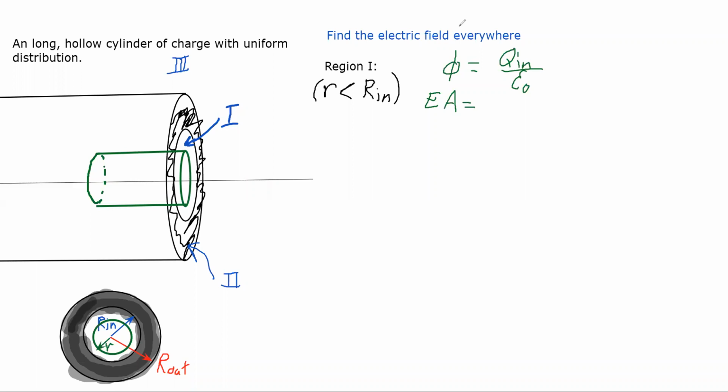But what's Q inside? Q inside is how much charge you have in your Gaussian surface. So how much charge do I have inside this Gaussian surface? If I'm in the middle of the cylinder, all the charge is in the cylinder itself. It's not in the middle. All this is empty space. So I have 0 charge in here, no charge inside there. So this is going to be equal to 0.